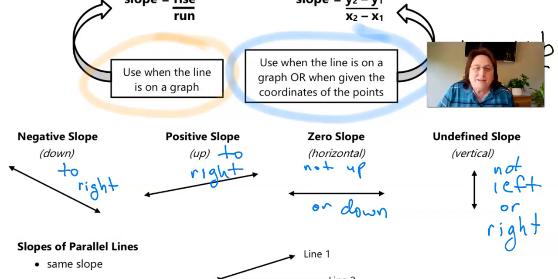Yeah, sorry guys. Okay, so you're going to need to remember negative slope, positive slope, zero slope, and undefined slope because we're going to use those types of slopes to help us determine slopes of parallel lines and perpendicular lines. Okay, so let's go take a look.